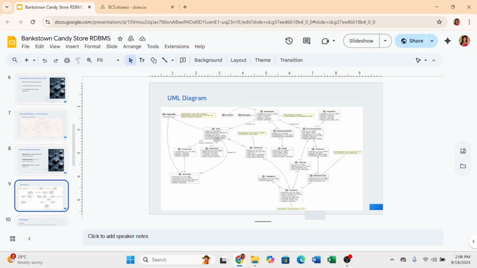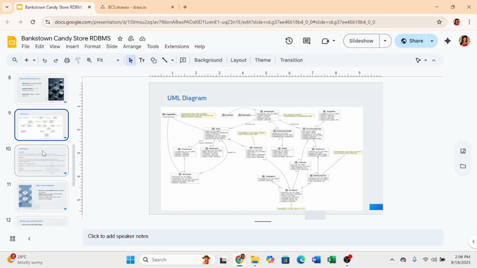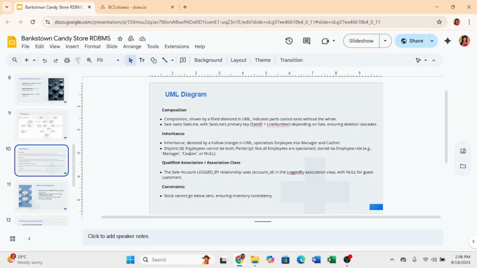And our next slide is this one. This is the screenshot of the UML diagram. Here we use some features like composition, inheritance, qualified association class, and constraints. Composition is shown by a filled diamond in the UML diagram, and inheritance is noted by a hollow triangle in UML, specializing employee into manager and cashier. And then qualified association, the sale and account linked by a relationship. And the last one is constraints, that is, stock cannot go below zero, ensuring inventory consistency.